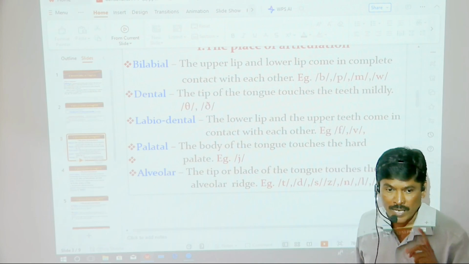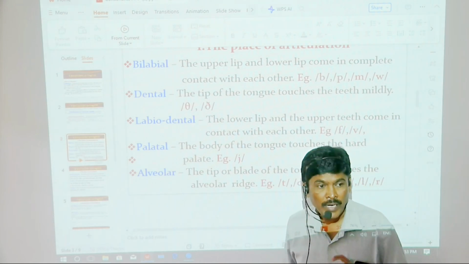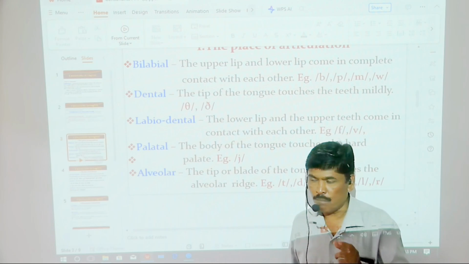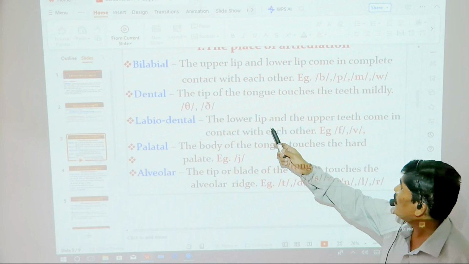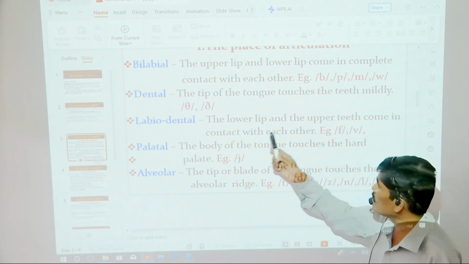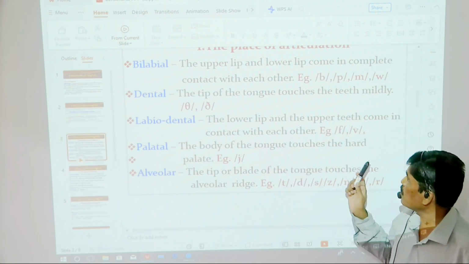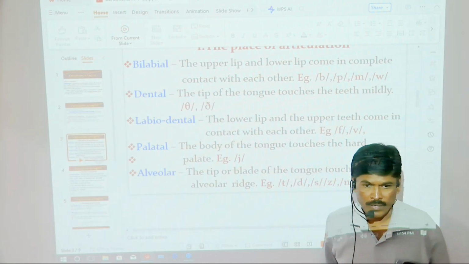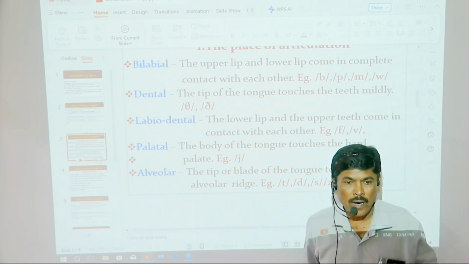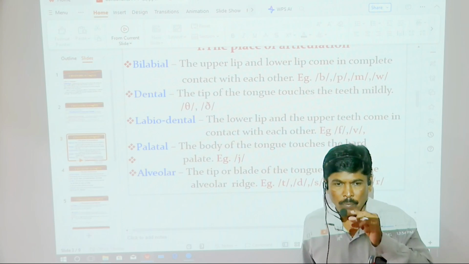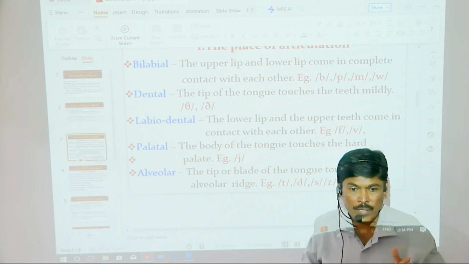Labiodental: labio means lip, dental means teeth. The sound which is produced with the help of the teeth and lips is labiodental. The lower lip and the upper teeth come in contact with each other and labiodental sound is produced. For example, f. Generally we pronounce f as p, means we bring both upper and lower lips in contact with each other and we produce p.